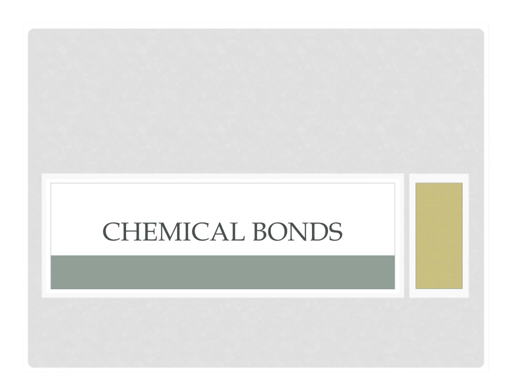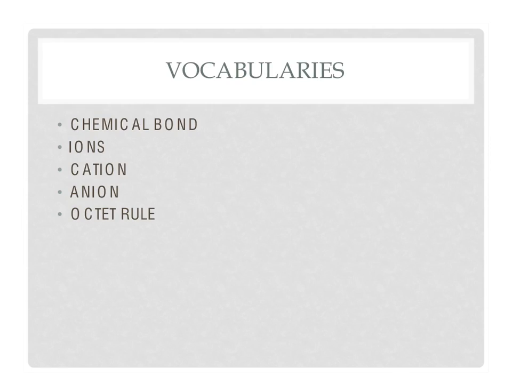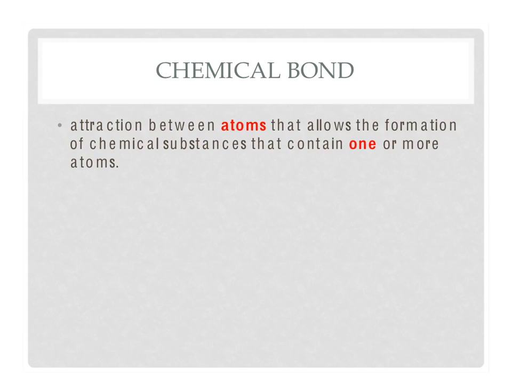Chemical bonds. Vocabularies. There are a few vocabularies you need to know. They are chemical bond, ions, cation, anion, and octet rule. Chemical bond is the attraction between atoms that allow the formation of chemical substances that contain one or more atoms.